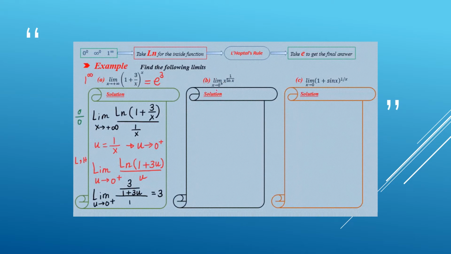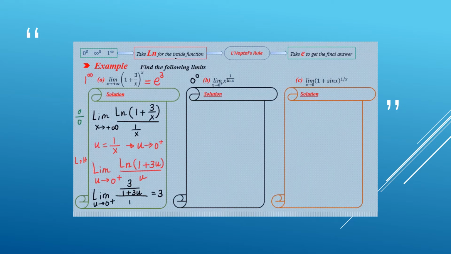For the second part, we have limit x to the power 1 over ln of x when x goes to 0 from right. So firstly, you have to use direct substitution, and you will get 0 to the power 1 over ln of 0 from right. So we have 0 to the power 1 over negative infinity, which is 0. So 0 to the power 0 is one of these indeterminate forms.